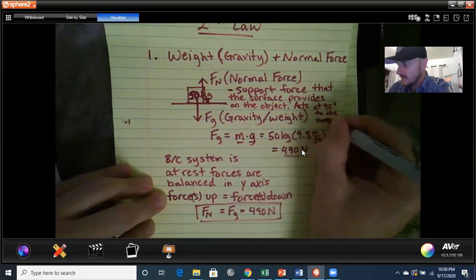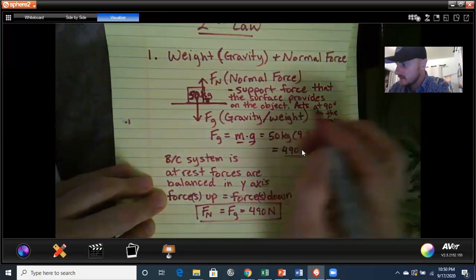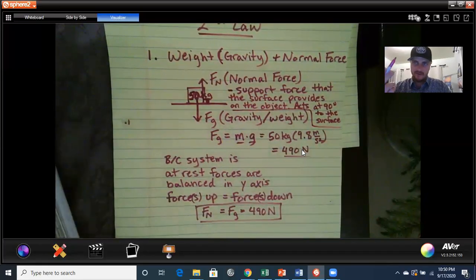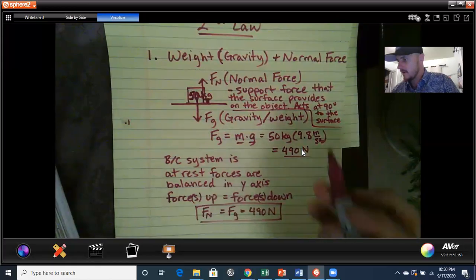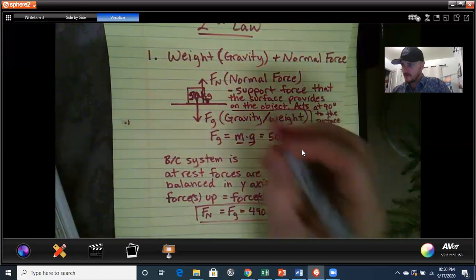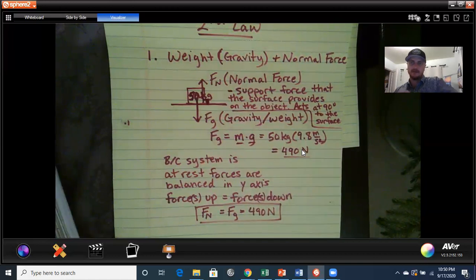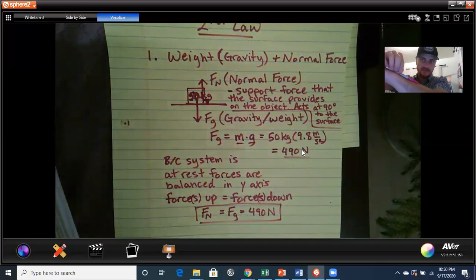I didn't plan my space well there, but I'm sure you are able to fit it because you don't have a big fat pen that you're writing with, right? Acts at 90 degrees to the surface, and that's what we're talking about up here. It's always acting at 90 degrees to whatever surface. So when we tilt the surface in problems later, when we get into two dimensions, when we put an object here like this, like that's a box, I know it's a pen, but pretend like it's a box, right?